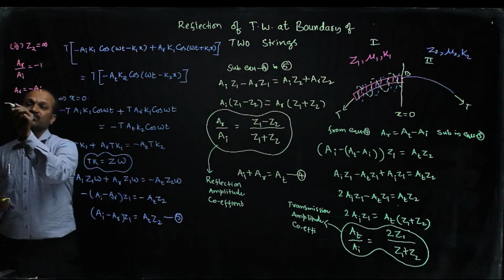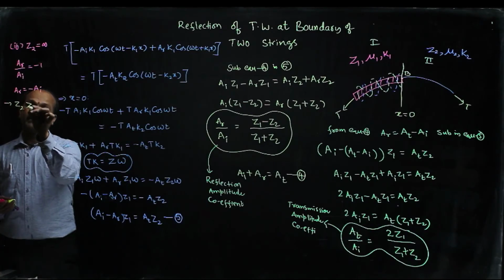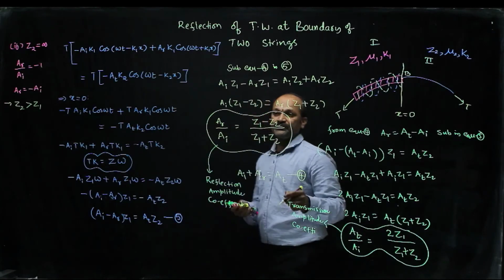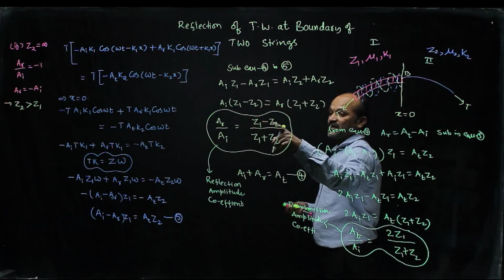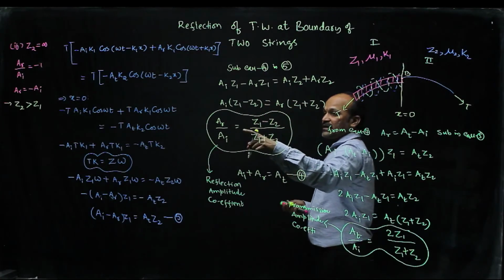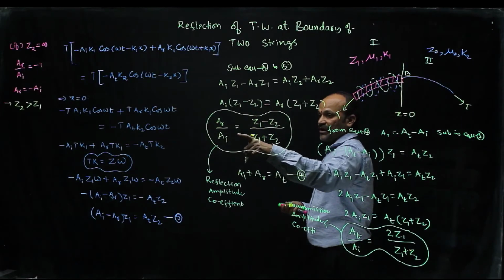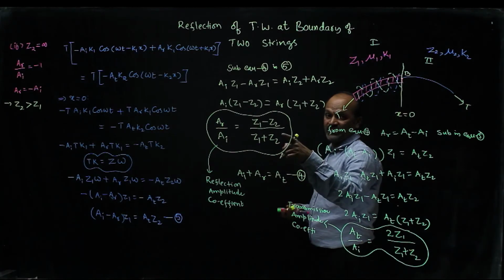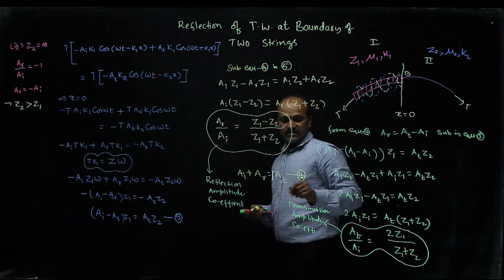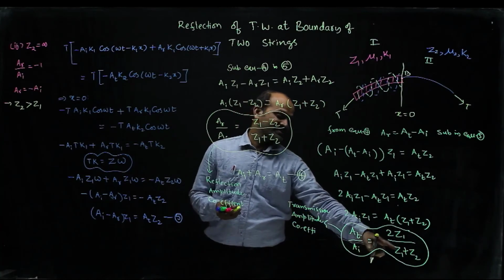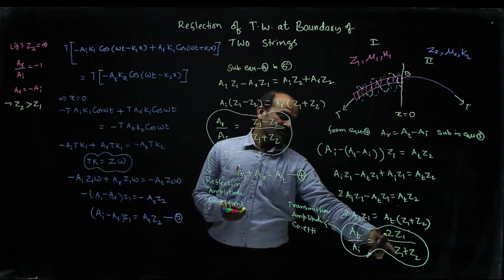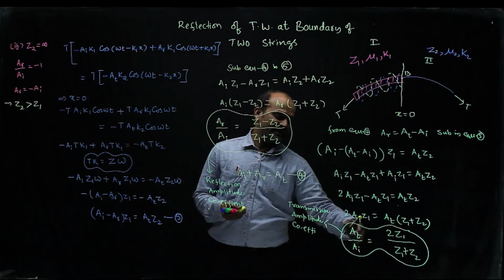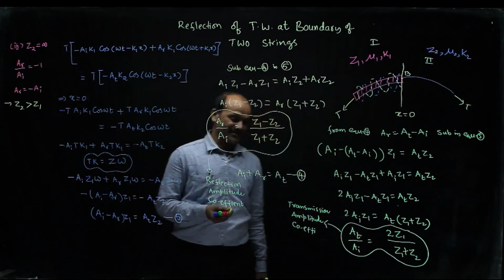In case 2, Z2 is greater than Z1. When Z2 is greater than Z1, here you will get a negative value. That means AR by AI is some negative value, but it is not equal to minus 1. And see this equation here also, if you substitute Z2 greater, the denominator becomes higher, so this value becomes a little lower. So finally AT by AI value also is there.